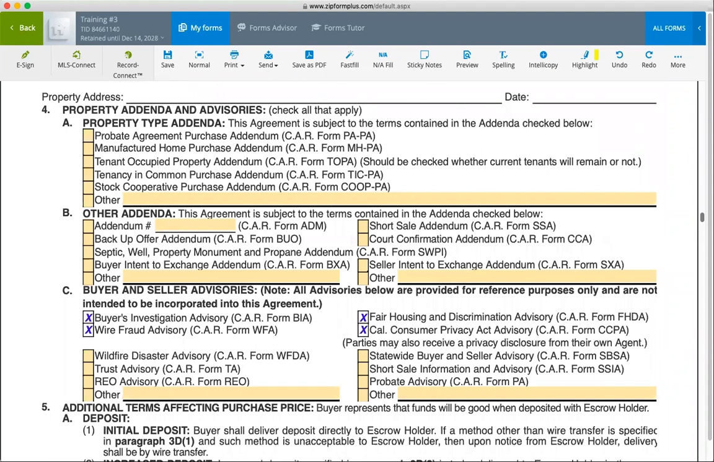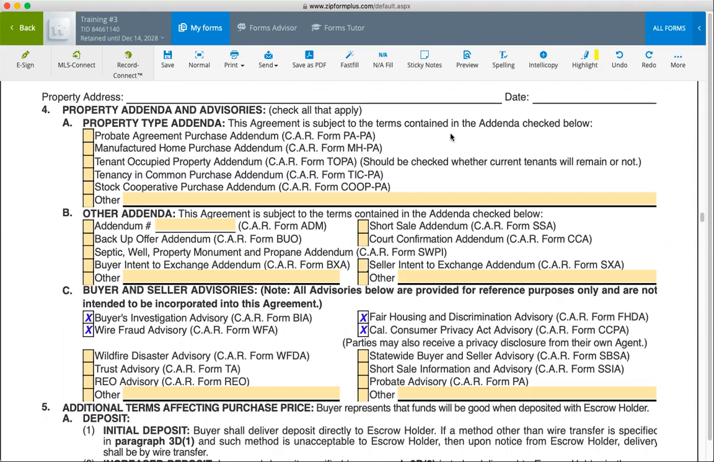All right. So I've got about 20 minutes left here, and we have about 30 paragraphs to cover. So this could be a pretty quick run through here. Paragraph 4 deals with property addenda and advisories. There's a significant difference between an addenda and an advisory.